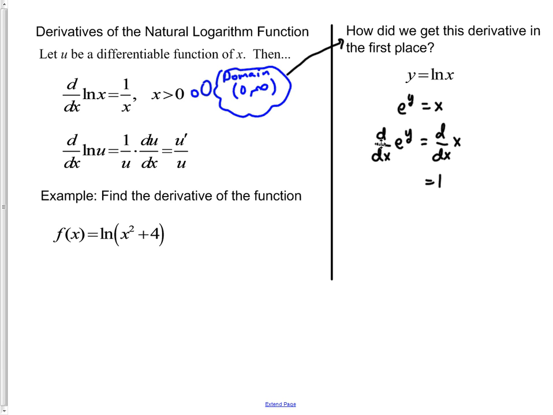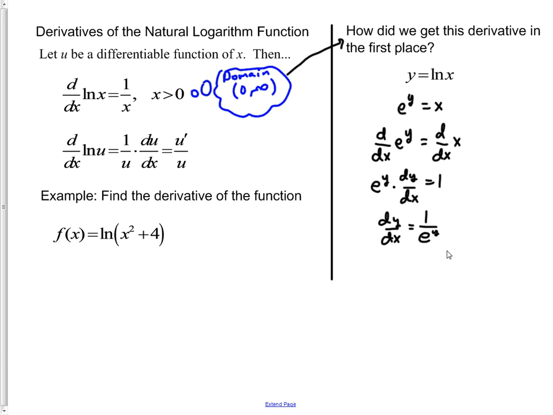But on the left hand side, what happens? Well, the derivative of e to the x was just itself. So by implicit differentiation, the derivative of e to the y is itself, e to the y, times the derivative of y with respect to x. Okay. Well, so far so good, but how do we get this dy dx equals 1 over x? So let's take it one more step. Isolating dy dx gives us the quantity 1 over e to the y.